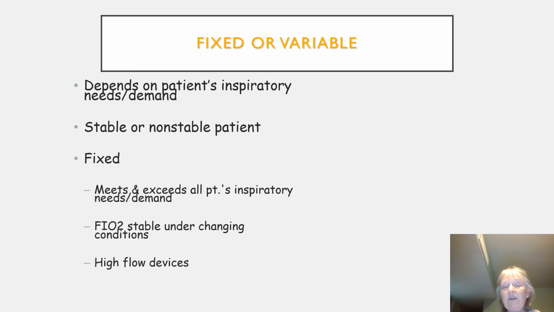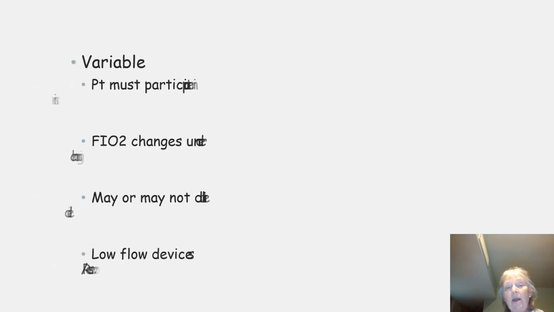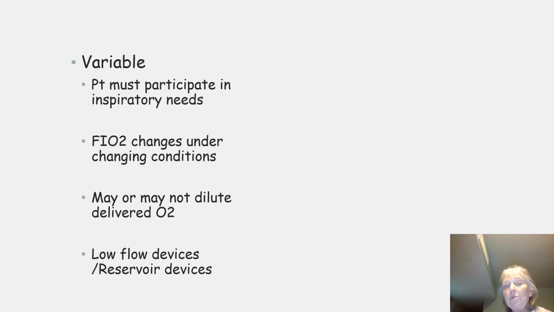And so you see, if it's a fixed or stable FiO2, it meets, exceeds all the patient's inspiratory demands. The FiO2 is stable under changing conditions, and these are our high flow devices. These are some of the devices that use our ports and our jets, okay? The viscous shearing and the vortices that we've talked about. And then for the variable FiO2 devices, the patient has to participate in meeting their needs at this particular point in time. The FiO2 is going to change under changing conditions. I'm going to show you on the next slide what they are.